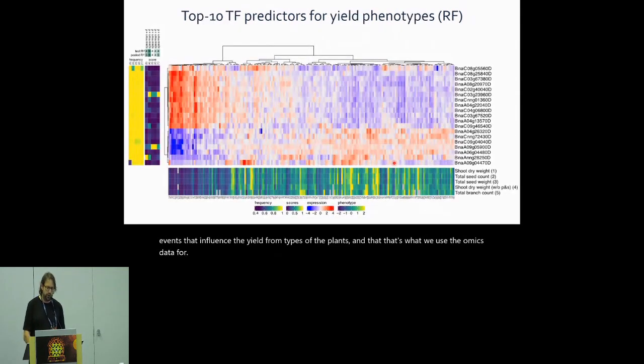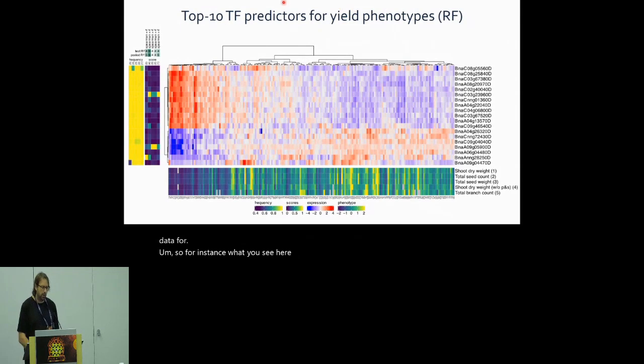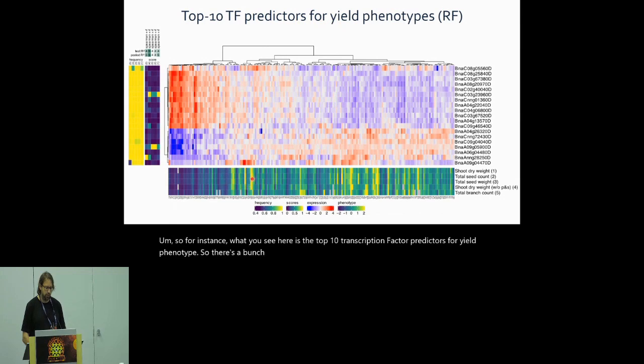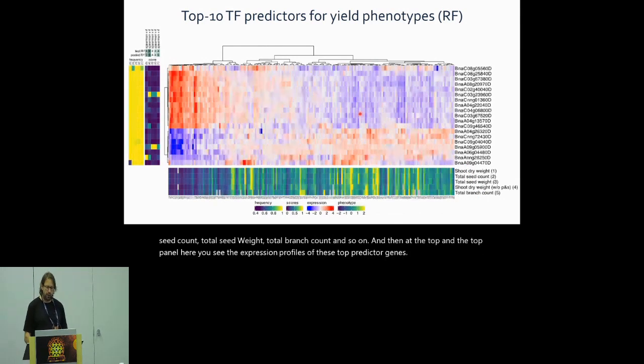So for instance, what you see here is the top 10 transcription factor predictors for yield phenotypes. There's a bunch of yield phenotypes here at the bottom in this matrix, which is like blue to yellow. All of them are pretty highly correlated: shoot dry weight, total seed count, total seed weight, total branch count, and so on. And at the top, in the top panel here, you see the expression profiles of these top predictor genes that we got from the random forest model.